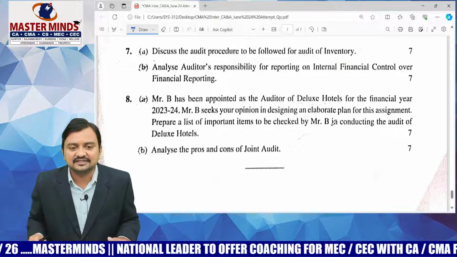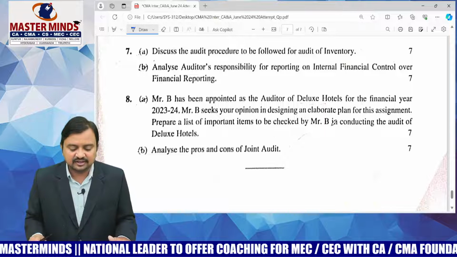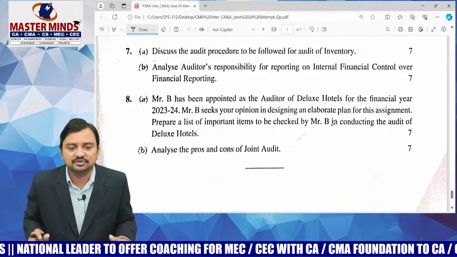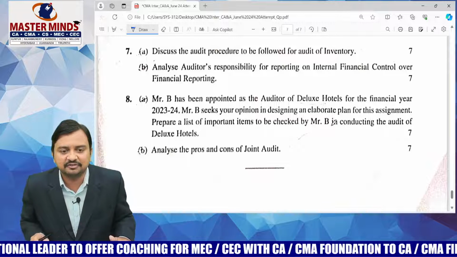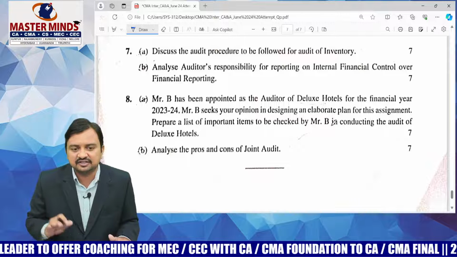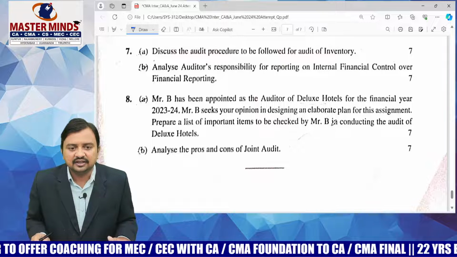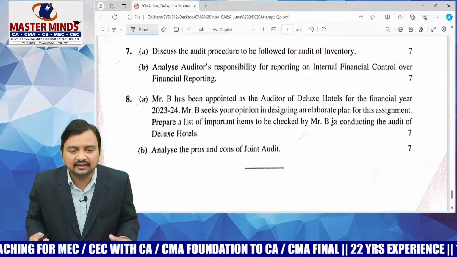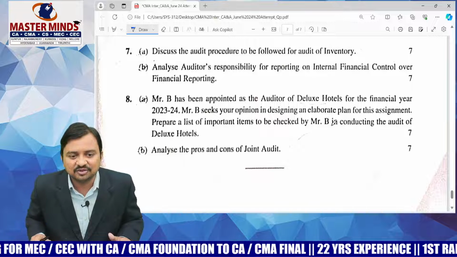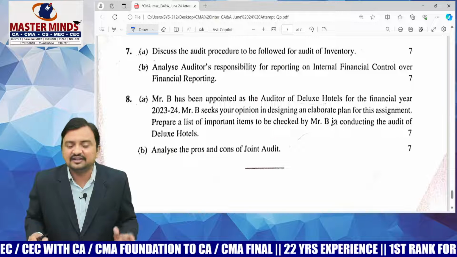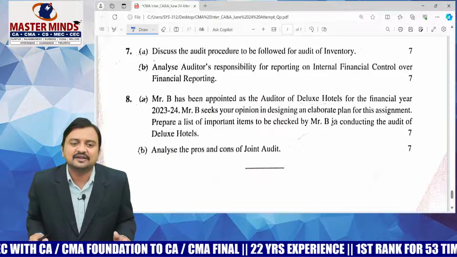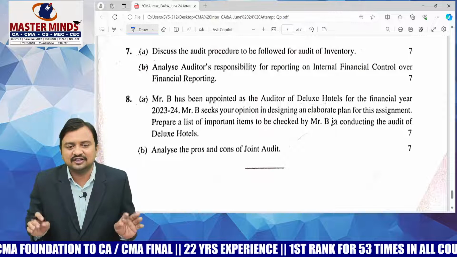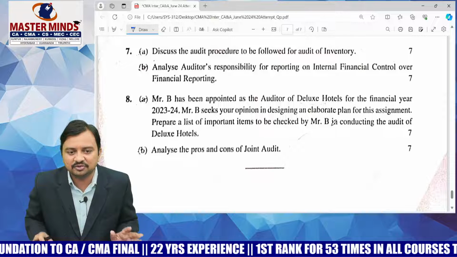Then comes question number 7b, sir: analyze the auditor's responsibility for reporting on internal financial control over financial reporting. This is from our last chapter, sir: internal financial controls over financial reporting, National Financial Reporting Authority. We have discussed this question in class, sir. Again an easy question, they have asked for 7 marks. See, sir, there is no twist in questions. The institute is very clear, sir. If you have prepared well, we are going to pass you.